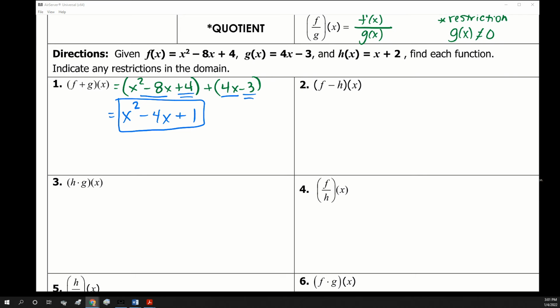All right, let's look at another one. For number 2, we're going to take f, which was this one, and subtract h from it, which is this one. So I'm going to go ahead and just write them down.